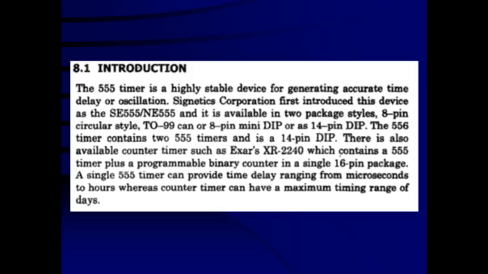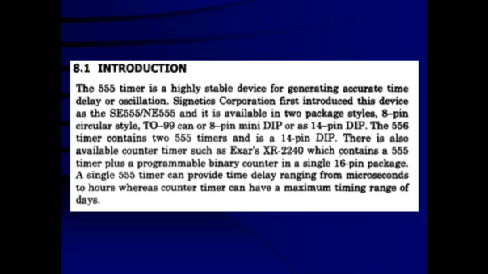Introduction 8.1. The 555 timer is a highly stable device for generating accurate time delay or oscillations. This particular IC is a linear integrated circuit. A digital IC you can normally consider non-linear, that means logic gates which can operate either low or high only. But this is prepared from op-amps, operational amplifiers, which are known as linear integrated circuits.